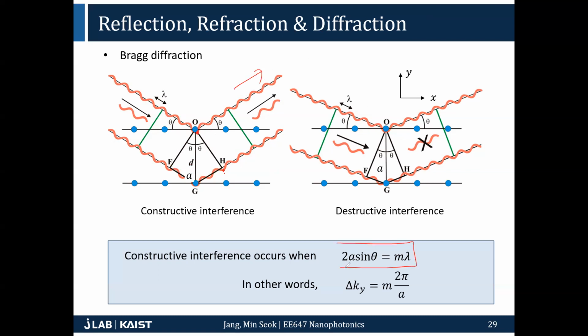Whereas when this becomes a half integer multiple of lambda, then this one and that one destructively interfere with each other. And even if it's not a perfect destructive interference, if there are many layers of this and no constructive interference occurs, then eventually it's going to go away. So the diffraction condition is determined by this. This is another interesting phenomenon when you have periodic optical materials.